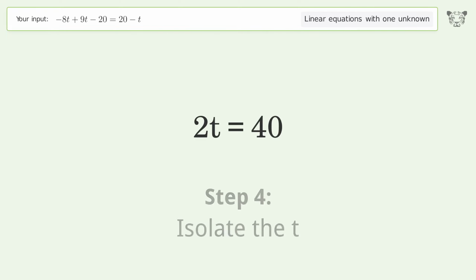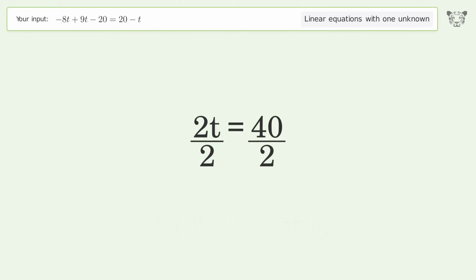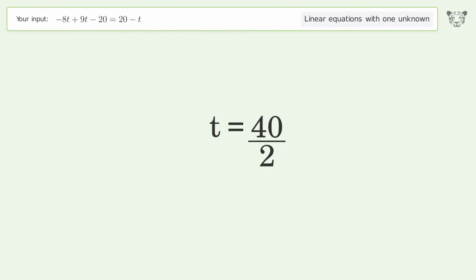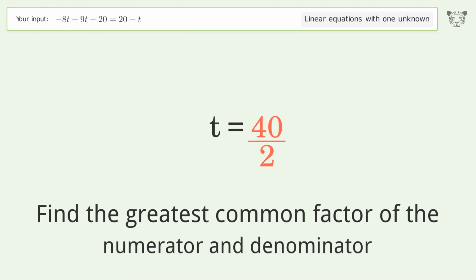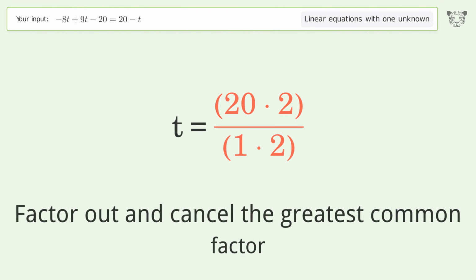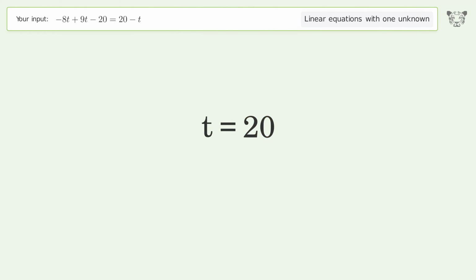Isolate the t. Divide both sides by 2. Simplify the fraction. Find the greatest common factor of the numerator and denominator. Factor out and cancel the greatest common factor. And so the final result is t equals 20.